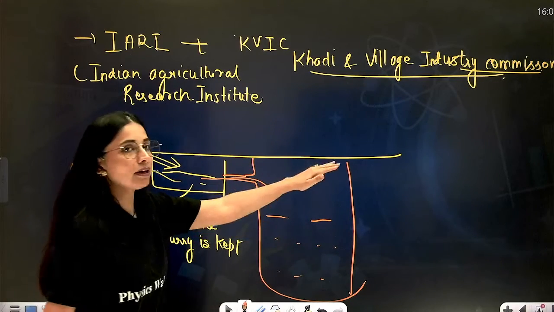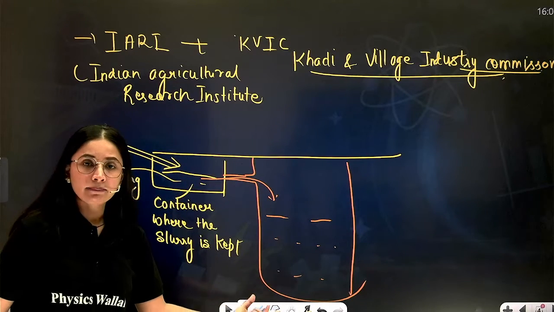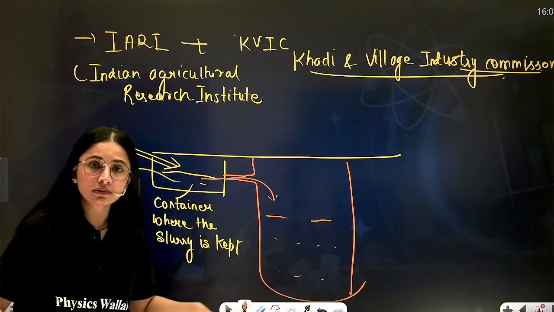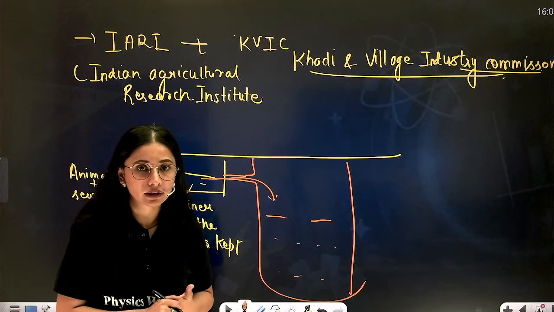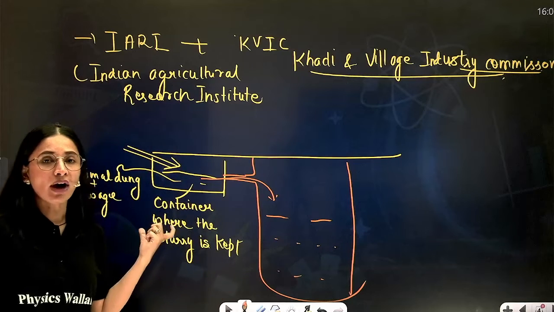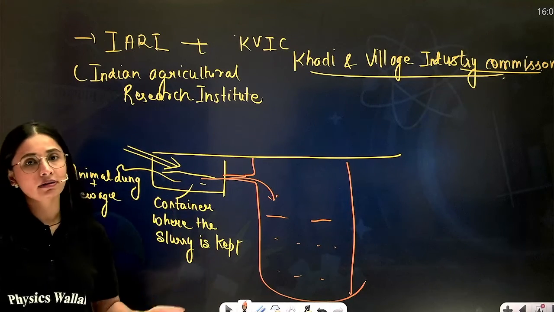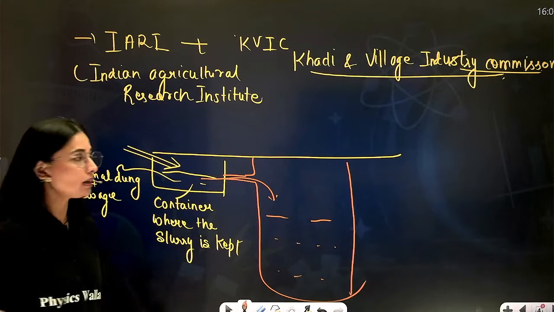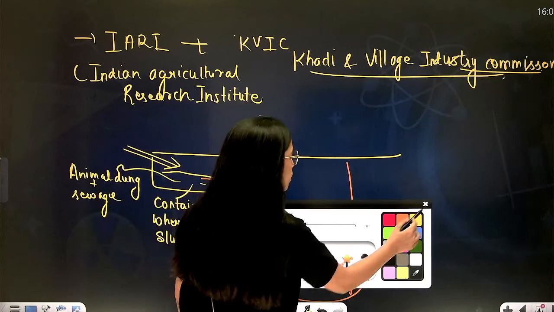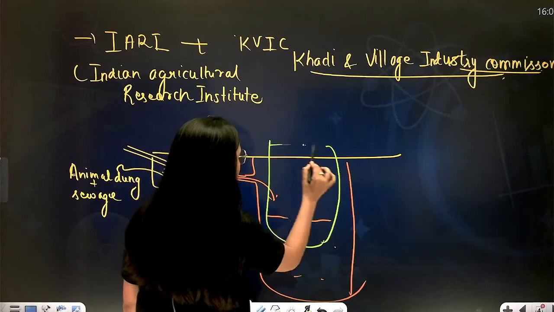Now here anaerobic conditions are there. The slurry is already rich in bacteria, plus due to the anaerobic condition, more methanogen bacteria will start growing, and they will start decomposing the organic matter found in animal excreta and sewage to generate biogas rich in methane, CO2 and hydrogen. Now over this a floating container is placed.